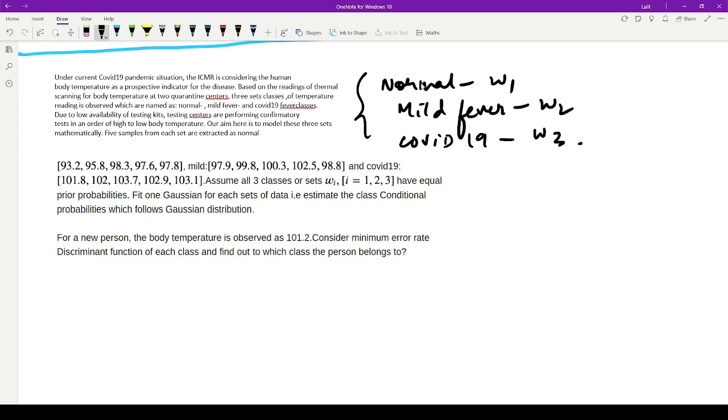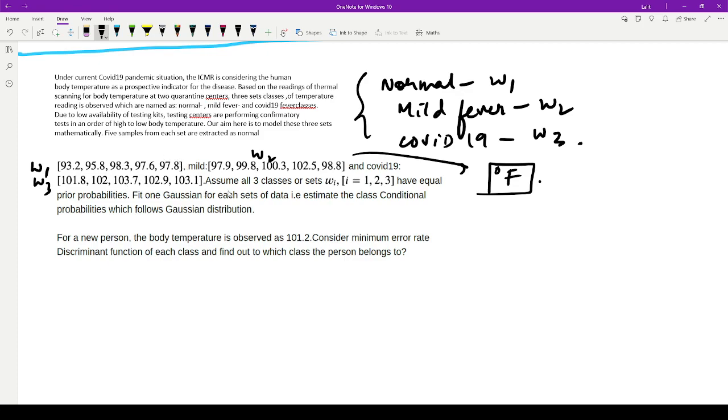So once you have this classification, they collected data samples for each of the classes: this is for normal, and mild is this specific data, and the third data is for the COVID. So they are measuring temperatures. What do you think would be the unit of these temperatures? Just a side question, but Fahrenheit. Yeah, it should be Fahrenheit, because if it's degree Celsius, probably humans will die at this temperature. Okay, so these are all given in degree Fahrenheit.